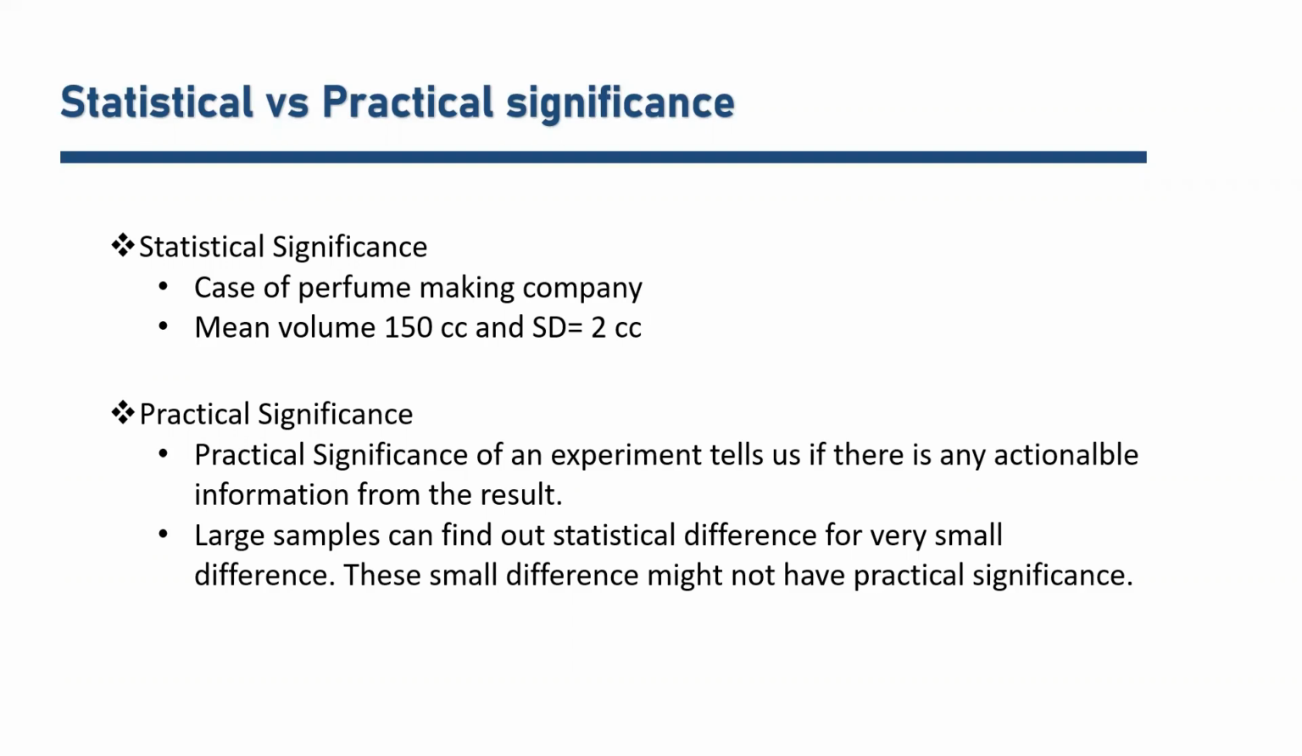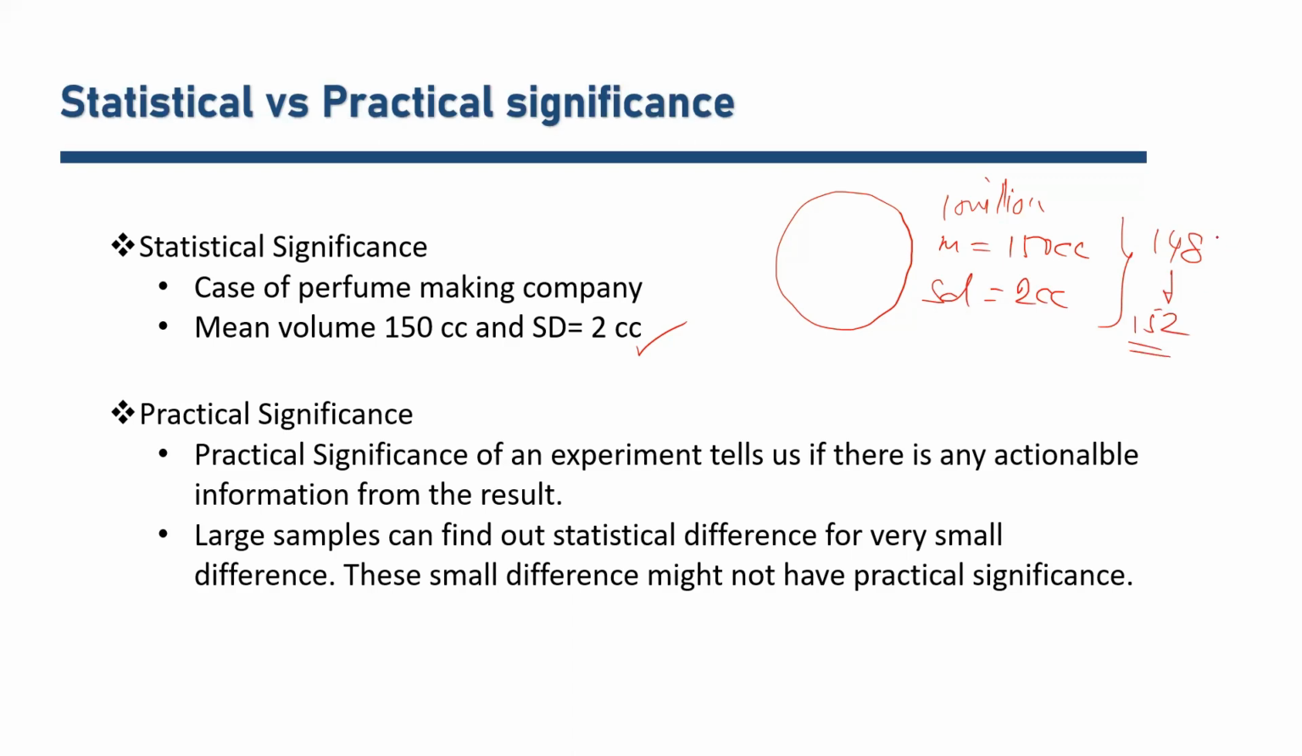Now, if you want to check whether something has changed or not, we will hypothesize something, right? So how do we do that? We will assume that, so this is our statistical significance, where you say that, yes, my entire population of 1 million bottles has a mean of 150 cc and a standard deviation of 2 cc. Means you can assume that the result will come somewhere around 148 to, say, for example, 152, right?